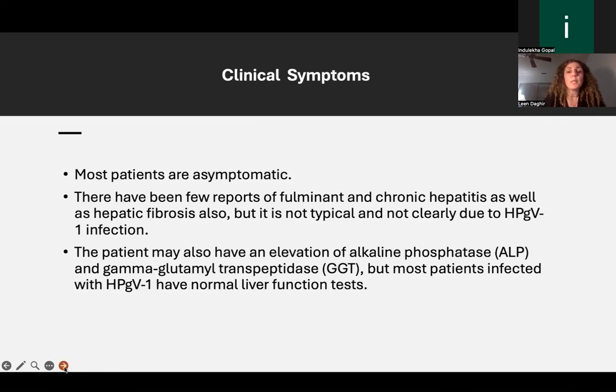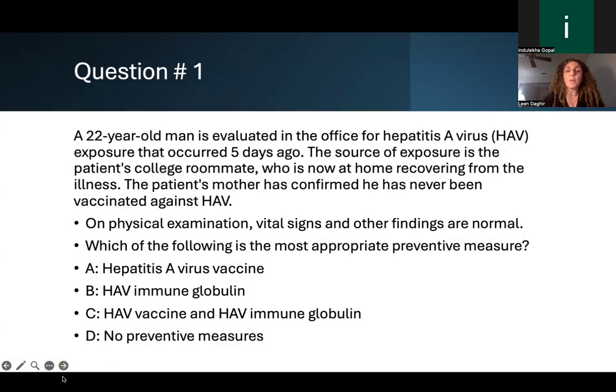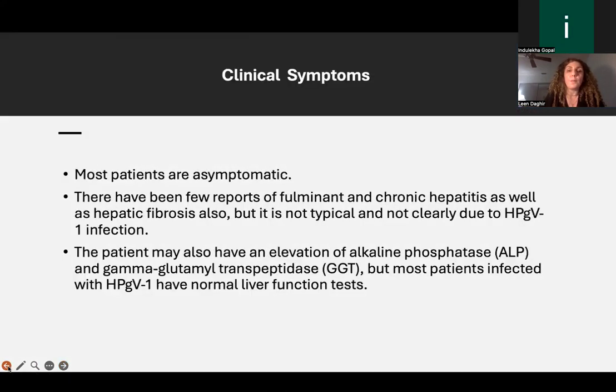Clinically, most patients are asymptomatic, and there have been a few reports of fulminant and chronic hepatitis, as well as hepatic fibrosis. The patient may also have elevation of ALK phos and gamma glutamyl transferase, but in patients infected with this virus, liver function tests are normally normal.